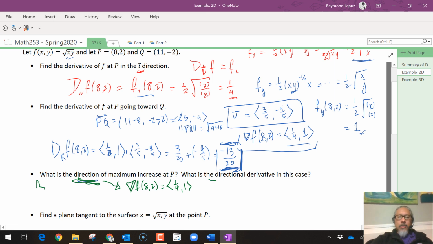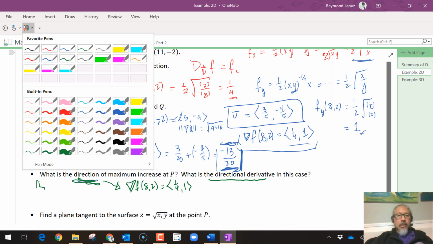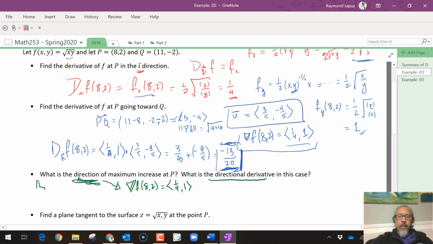Now, what is the actual directional derivative? Let me do this in a slightly different color here. The actual directional derivative that we're looking for. So that's a directional derivative in the direction of the gradient. So this isn't the gradient, instead it's the magnitude of the gradient.